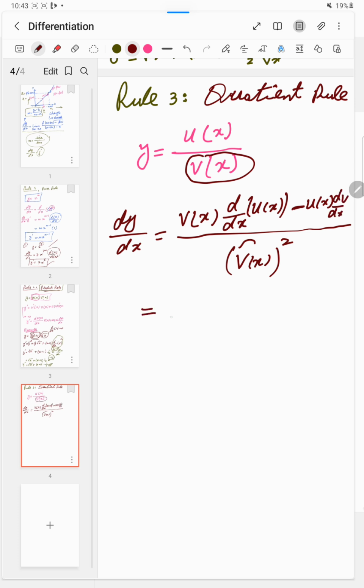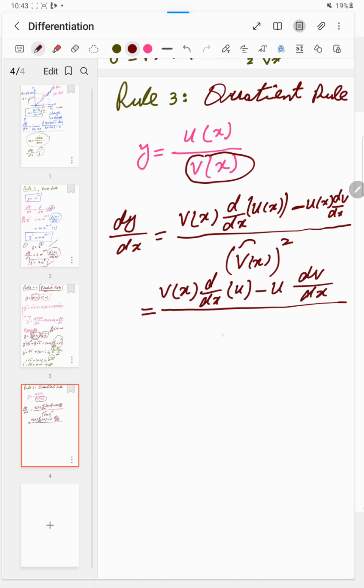So in this case we apply the quotient rule, and the mechanism of the quotient rule I have discussed. So u of x, u simply you can write u, minus u and dv over dx. So this is our quotient rule. Now we solve an example related to the quotient rule so you can understand more.